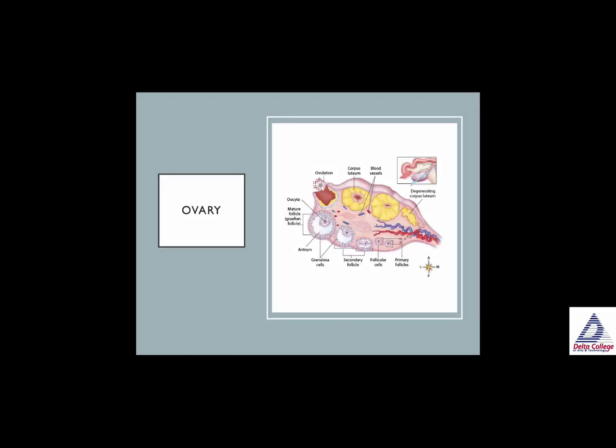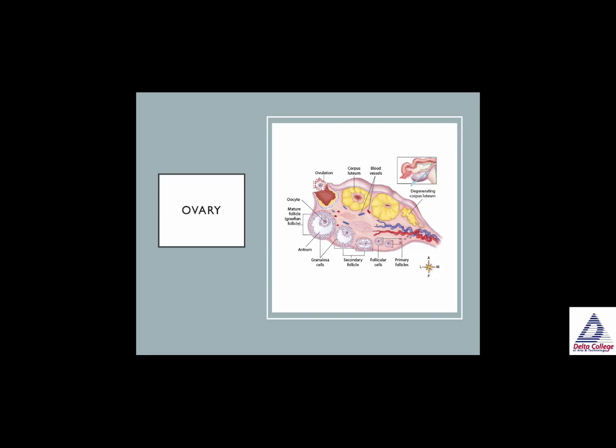So here you can see what's going on in the ovaries. And again, you see that they're detached from the fallopian tubes. So the ovary, you can see the blood supply, all of that. You can see where we got primary follicles that turn into follicular cells, secondary follicles, granulosa cells, becomes this antrum, which contains an oocyte. This is the mature follicle or the Graafian follicle.